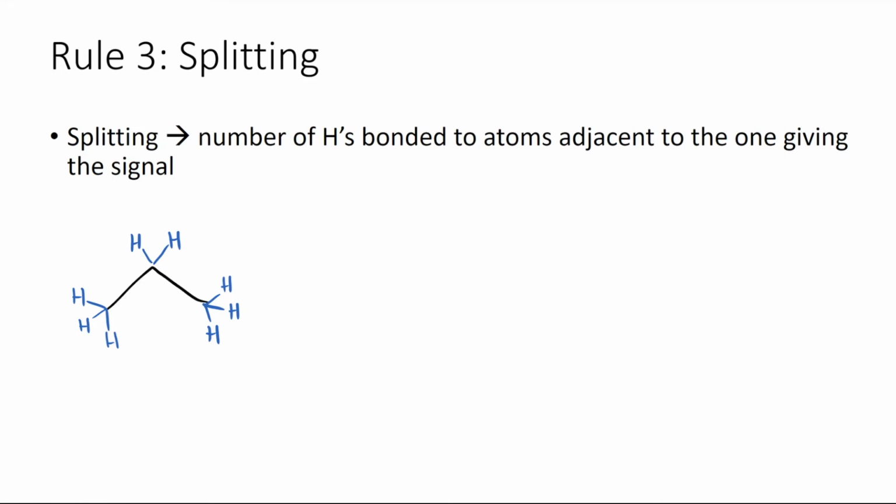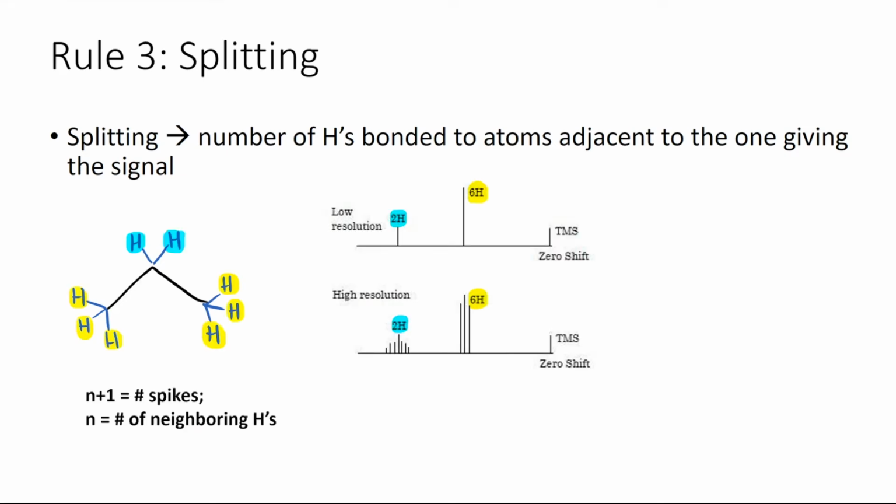Rule 3 is splitting, also referred to as coupling. Splitting tells us the number of neighboring hydrogens adjacent to the one giving the signal. If we look closely at the NMR spectrum produced by propane, each signal is made up of smaller spikes, as we can see in the higher resolution version, and this is known as splitting. So how exactly is splitting telling us how many neighboring hydrogens that hydrogen has? The answer is given by the formula n+1, where n equals the number of neighboring hydrogens.